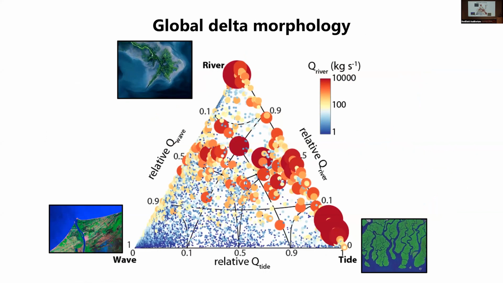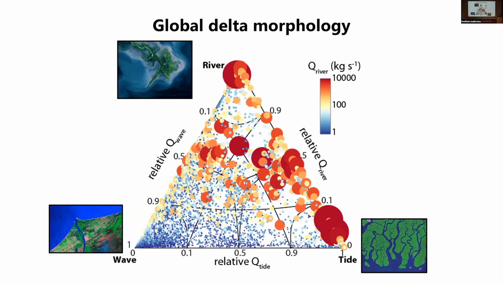Of course, we can put this back in this triangle again with river, wave, and tide dominance. All of these dots are individual deltas, and the size corresponds to the size of the delta. So again, you see most deltas, the small deltas, are wave-dominated, and the bigger deltas, I think this is the Mississippi right here, this is the Amazon, tend to be river or tide-dominated. So we now have a global data set of delta morphology.